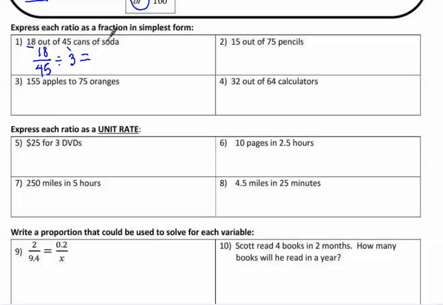18 divided by 3 is 6. 45 divided by 3 is 15. This can continue to be simplified by 3. 6 divided by 3 is 2. 15 divided by 3 is 5. Remember, the directions do ask that you write these in simplest form.